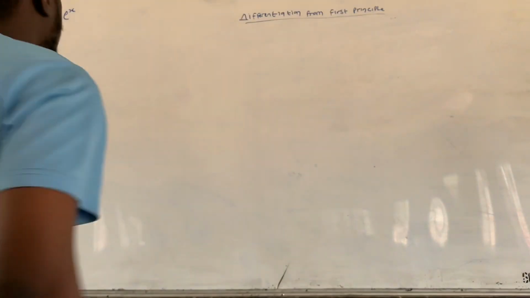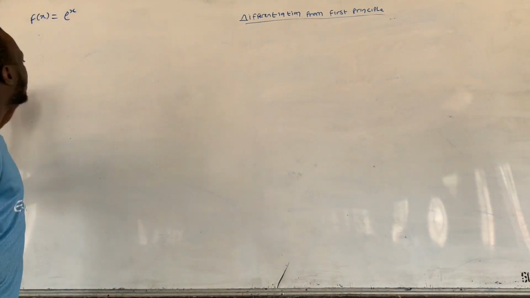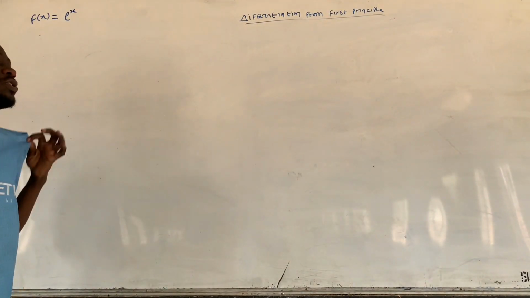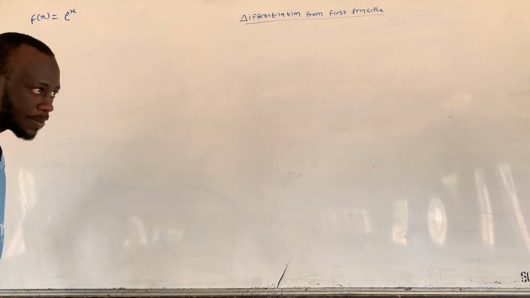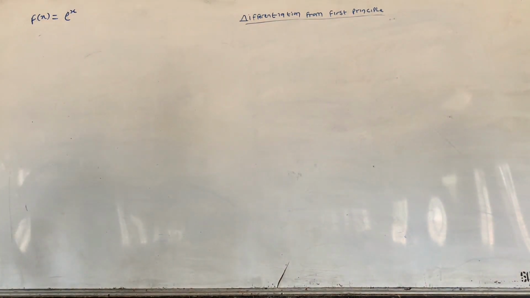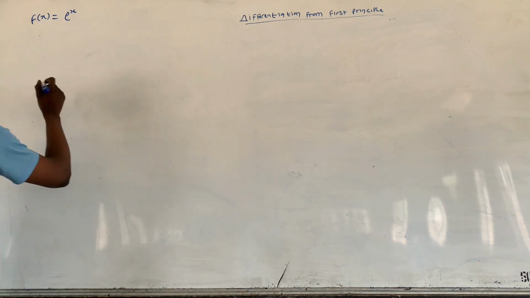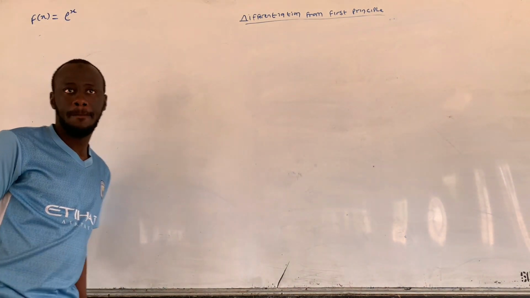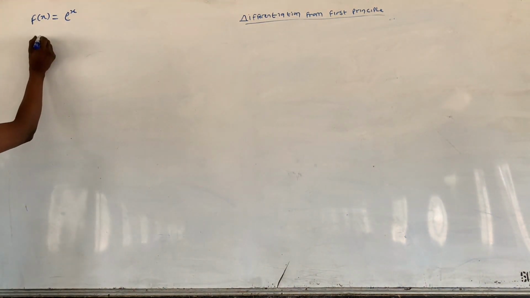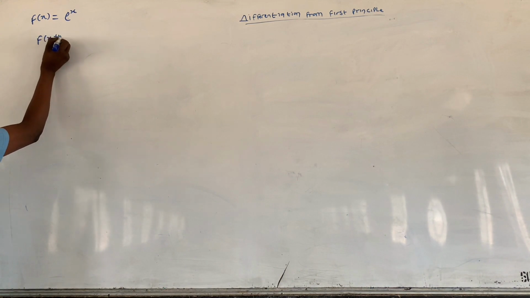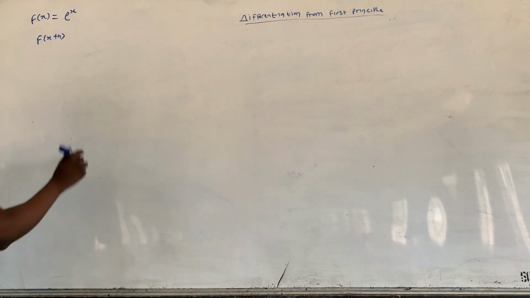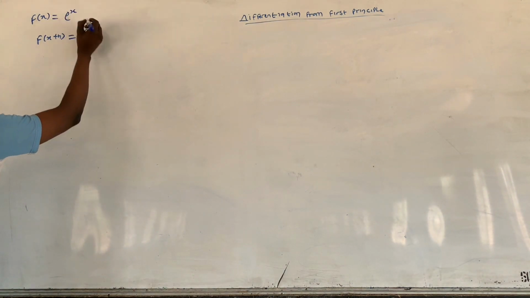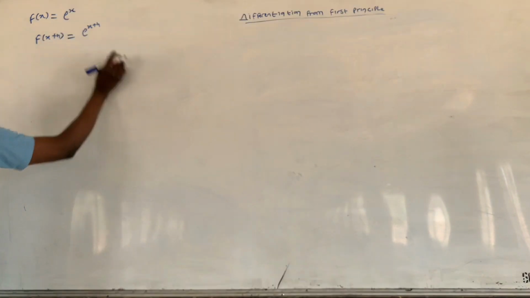So now we will use the same first principle to derive the first derivative of this question. The first thing here is to find the value of f of x plus h, which is equivalent to e to the power of x plus h, with x replaced with x plus h. Remember this, please.